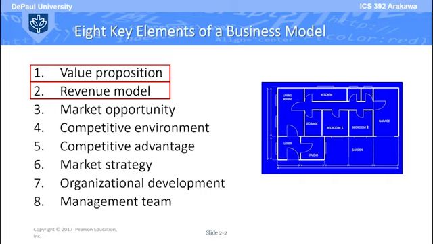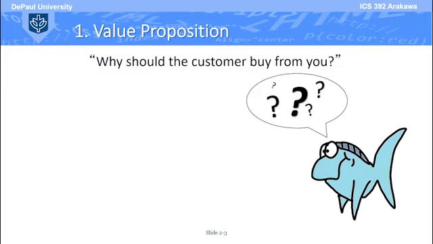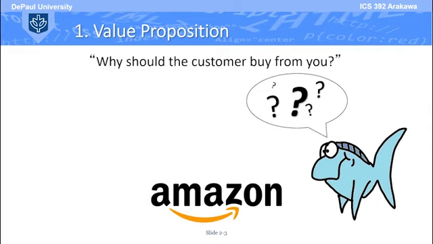And when we talk about each one of these elements, we're going to offer a question that we should be answering. And so let's start with the value proposition. So the question here is, why should the customer buy from you? Or from our perspective, why should the customer buy from us? We're going to use Amazon as an example, and we'll walk through some of the different reasons why people want to buy from websites, and then we'll compare that to the value that Amazon offers.